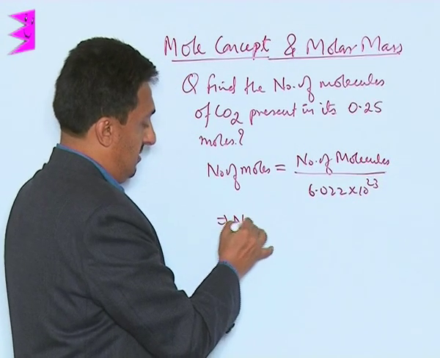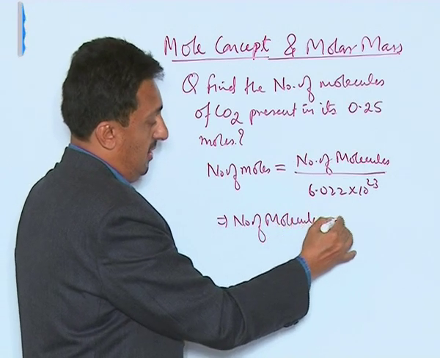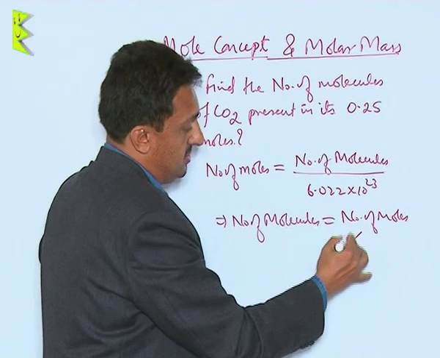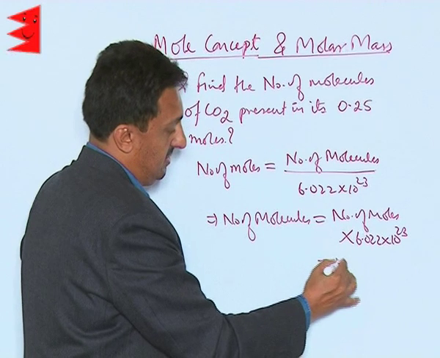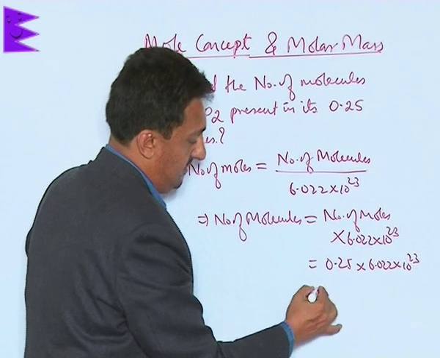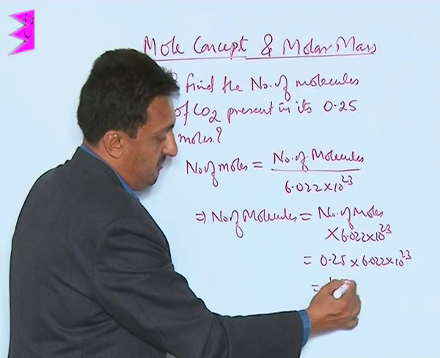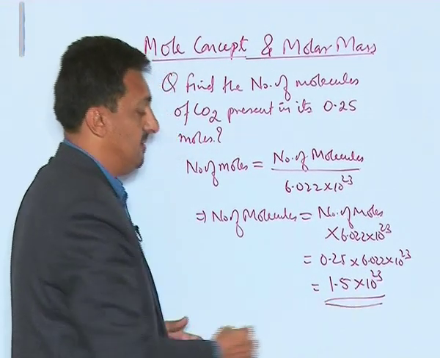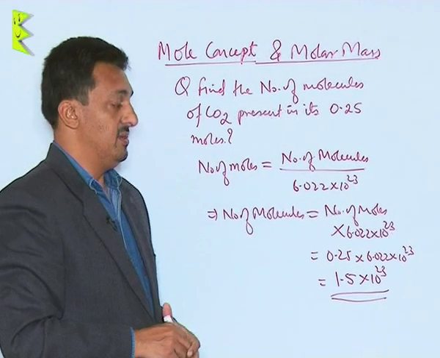So from here we know the number of molecules will be equal to number of moles multiplied by 6.02 times 10 to the power 23. It is 0.25 times 6.02 times 10 to the power 23. So it's almost 1 by 4. So it will be 1.5 times 10 to the power 23. So these many molecules will be present in 0.25 moles of carbon dioxide.